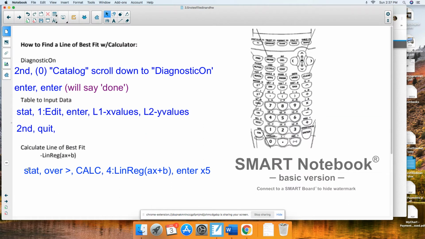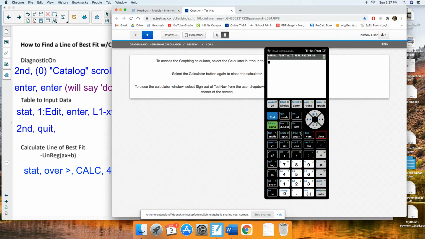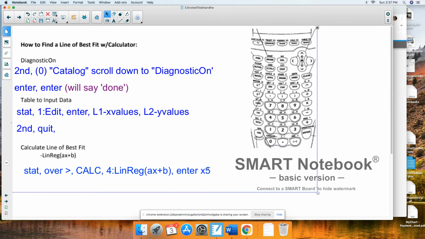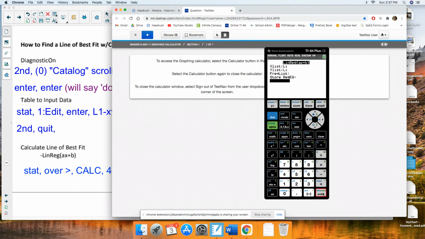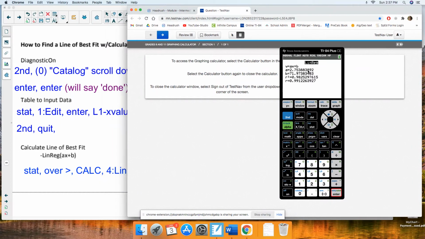So we're going to go stat, then click over to calc, and then go down to linreg. We go to stat, over to the column for calc, and then down for number 4, which says linreg, and then press enter. Depending on which calculator you're using, you're going to press enter quite a few times. Basically, you're trying to get down to this word calculate so that you can calculate the line of best fit. So here is our equation.